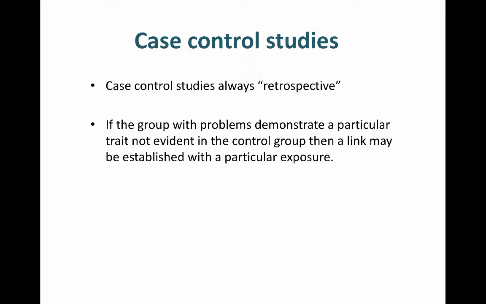Case control studies are always retrospective, i.e. the investigator starts by identifying diseased and non-diseased individuals, this is called the effect, and looks backwards for the presence or absence of exposure, so basically the causes of the disease in these individuals. If the group with problems demonstrates a particular trait, so for example, exposure to a given substance or stressor, not evident in the control group, then a link may be established with a particular chemical or biological exposure, or perhaps hazardous work practices.